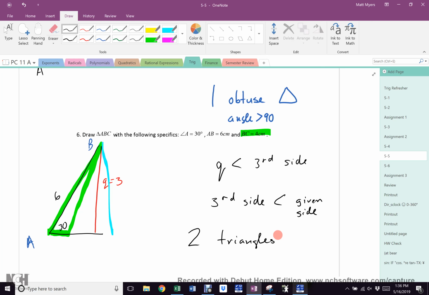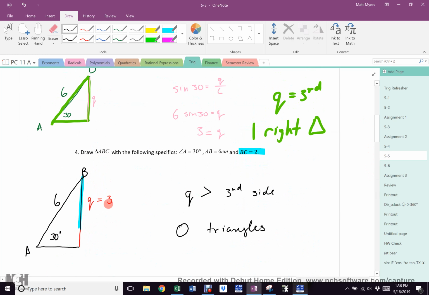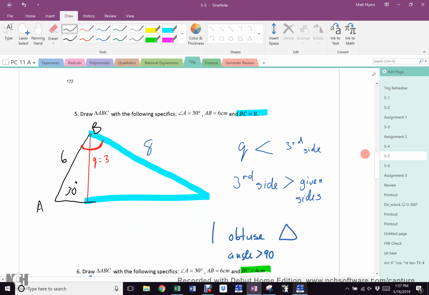If Q is greater than my third side, it won't ever reach. It'll just swing. Everybody's good? If Q is less than my third side, but my third side is also bigger than my given side, it won't make a triangle on the left, will it? It can only make one obtuse triangle.